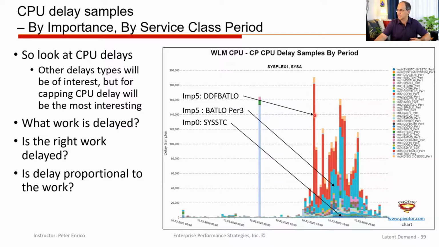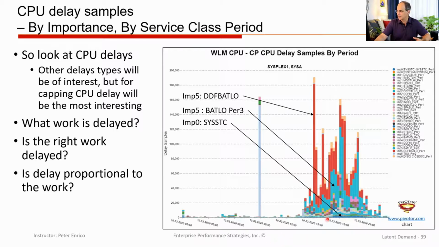So in this particular case, we see here that our low importance level 5 workloads are the ones suffering from tens of thousands of delay samples. And that's what we want to see if you're going to be evaluating latent demand from a control point of view. We want the lower importance workloads typically to suffer.